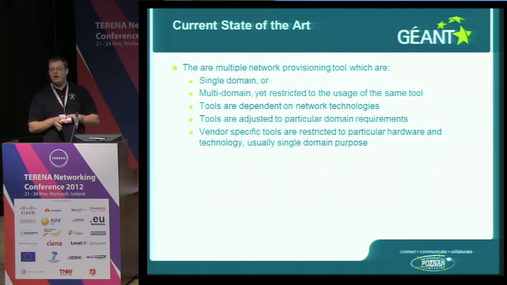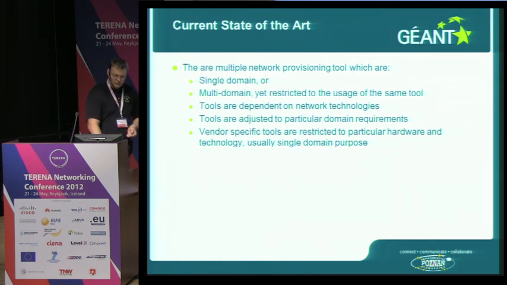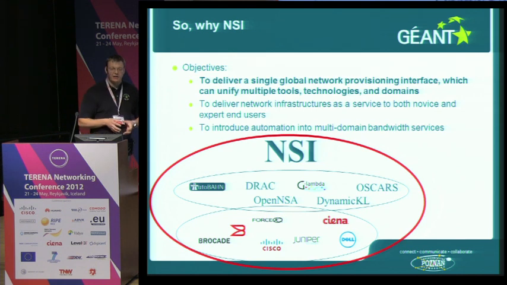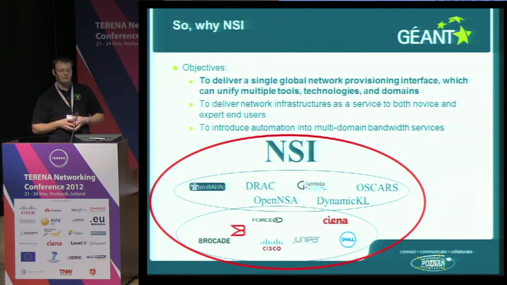For example, if you have the same technology and your neighbor has also the same but a different vendor, this will not work. So what the NSI is proposing is to have, let's say, another logical layer above that to deliver a single global network provisioning interface for all kinds of resources. It's not restricted to the network. I will say it a little bit later on that.